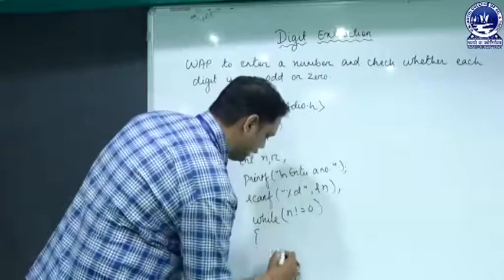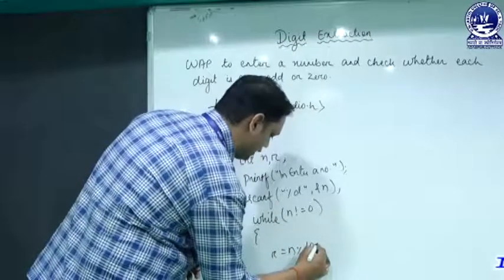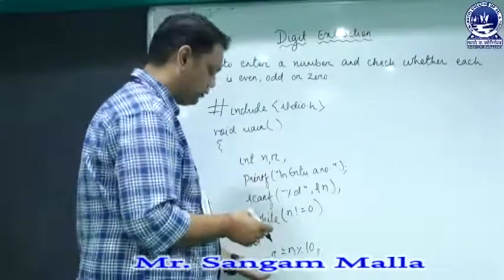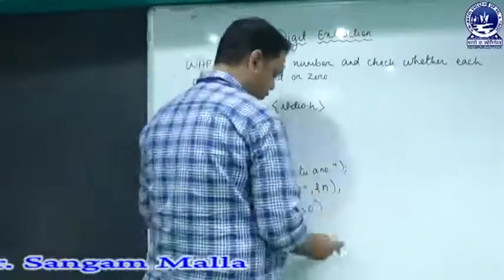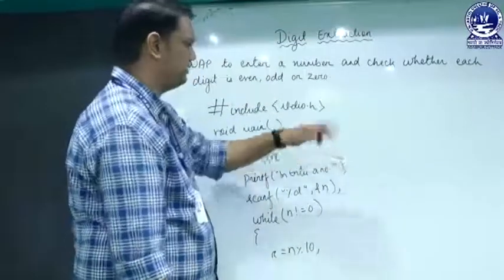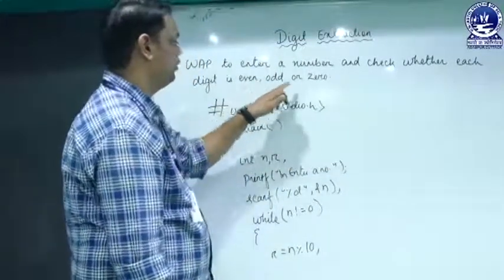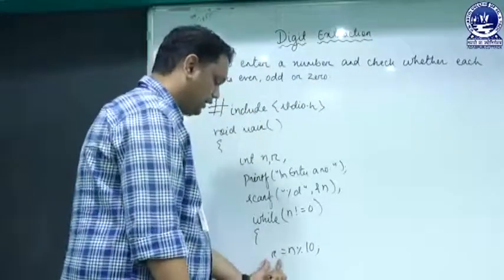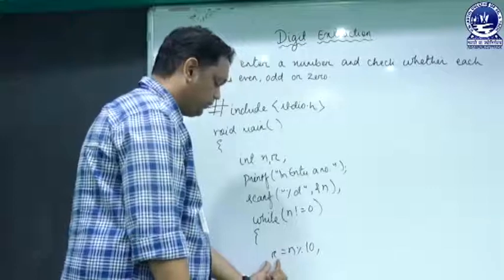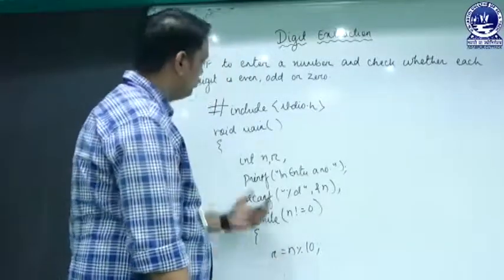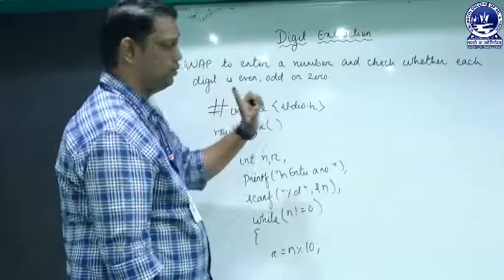Now I will write r equal to n modulo 10. That means we will be extracting the last digit from the number and storing it in r. Now when the digit comes and is stored in r, the next step is to check whether the digit is even, odd or 0. As per our last program, we already know that the digits of the number are getting stored in r, so it's the job of r to check whether it is even, odd or 0.